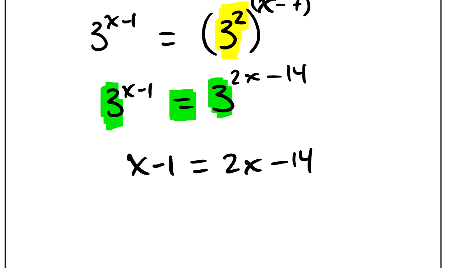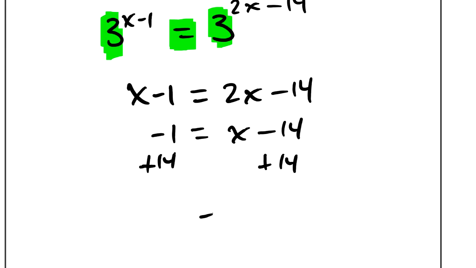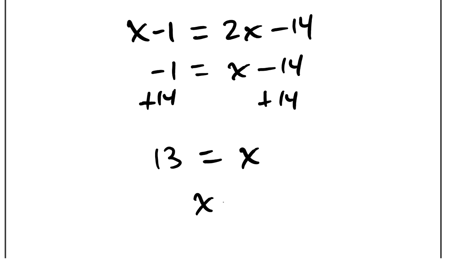So this is a pretty straightforward equation to solve. I'm going to take away an x from each side. I get negative 1 equals x minus 14. And then I'm going to go ahead and add 14 to both sides. Plus 14, plus 14. Over on the right-hand side, we have just the x left over. On the left-hand side, we have positive 13. So x must be the number 13.